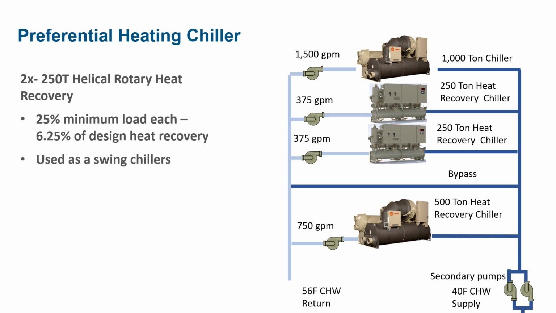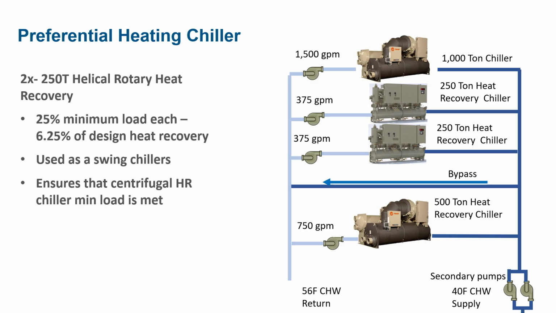Once their capacity is exceeded, there's enough load to start the 500-ton centrifugal heat recovery chiller. This ensures that the 500-ton centrifugal will not exceed the required heating load. This makes the control much simpler. When the 500-ton chiller is started, more flow will move through the bypass, unloading the helical rotary machines so they can be subtracted and turned off until the load increases. As you can see, this greatly improves the plant's ability to match loads.